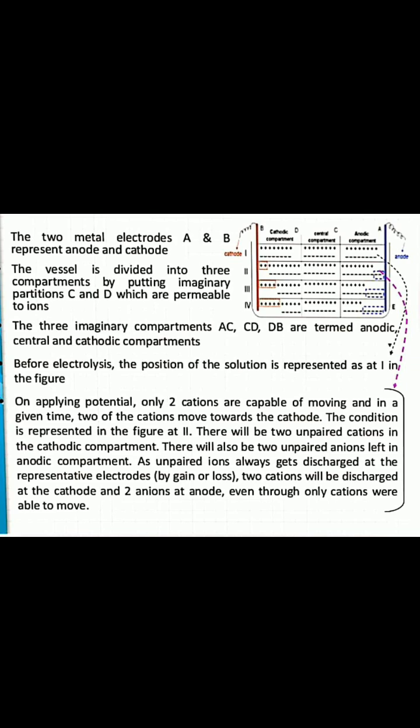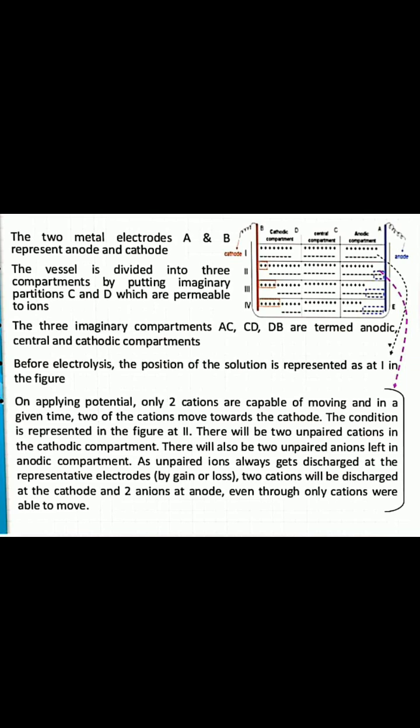On applying potential, suppose only the cations are capable of moving, and in the given time 2 of the cations move towards the cathode. Where will the cations move? Towards the cathode. The condition is represented in the figure as 2. Second, there will be 2 unpaired cations in the cathodic compartment. There will also be 2 unpaired anions left in the anodic compartment.